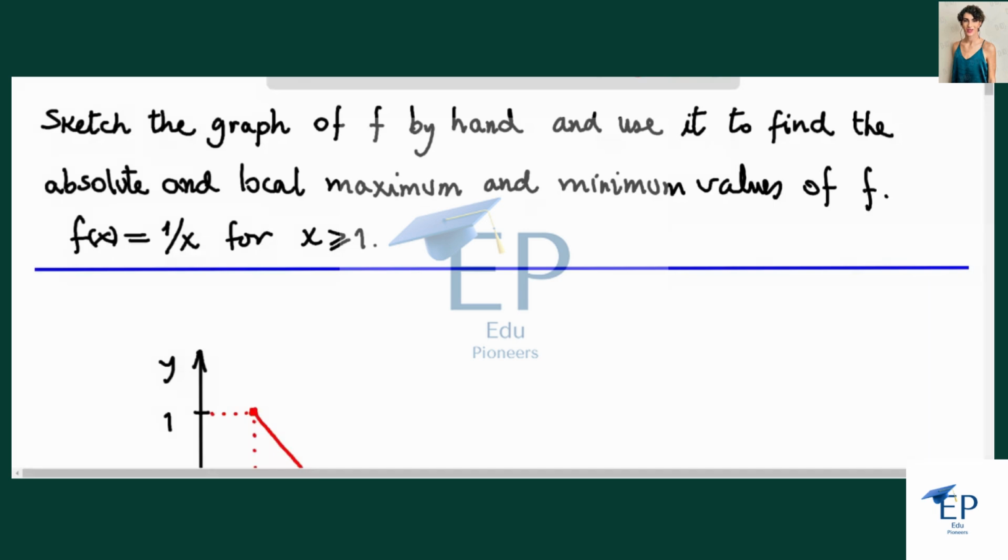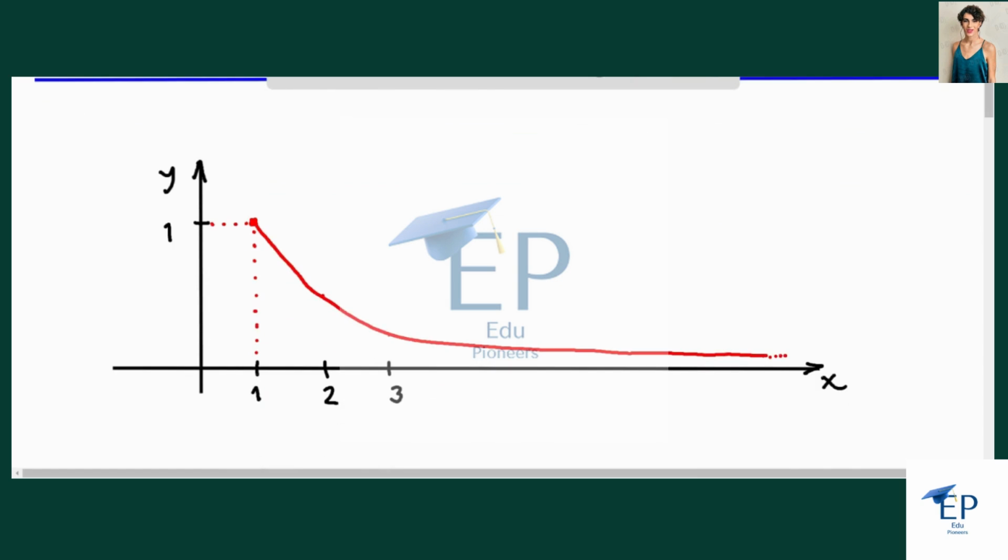Here we are going to sketch the graph of the function f of x equal 1 over x for x greater than or equal to 1, and use that graph to find the absolute and local maximum and minimum values of the function. So here we have made a sketch of the graph.